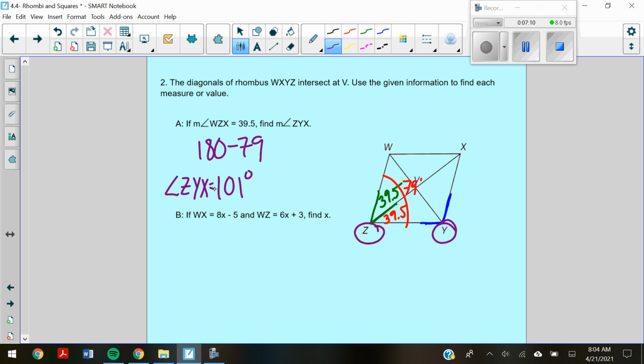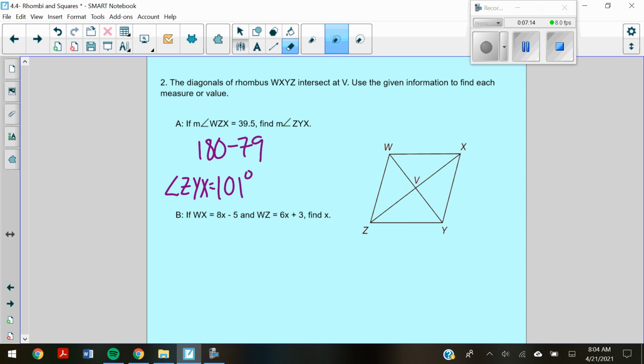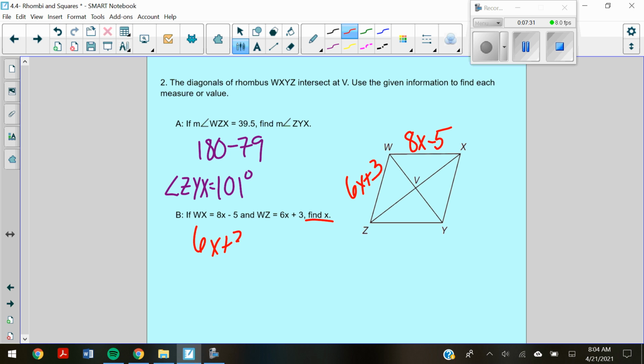Okay, I'm going to erase that so that it's not clouding what we're doing for our next problem. All right, WX is 8x minus 5, and WZ is 6x plus 3. It's a rhombus, so the sides are congruent, and here it just asks us to find x. So we're going to set these two equal to each other and solve for x.